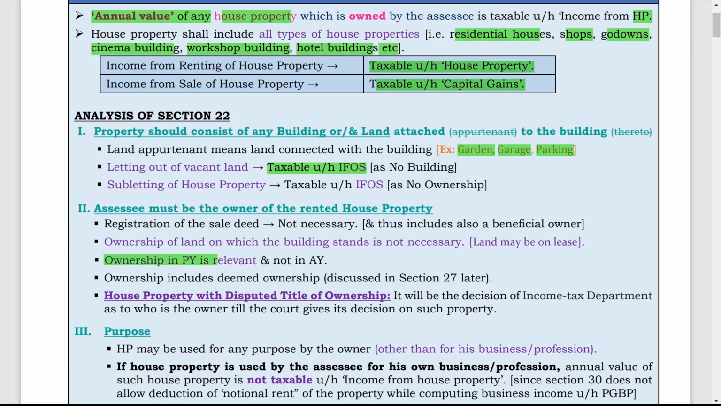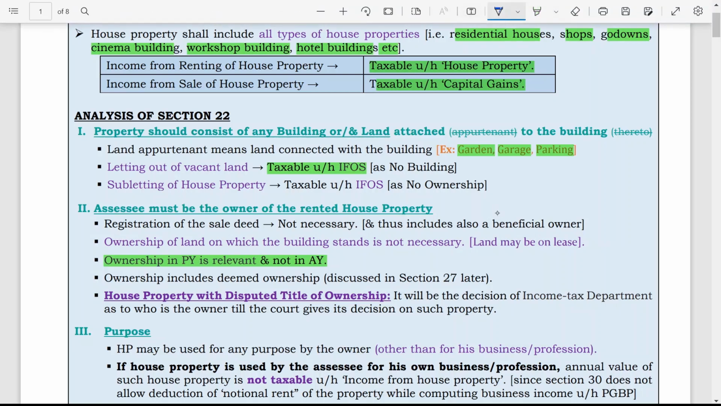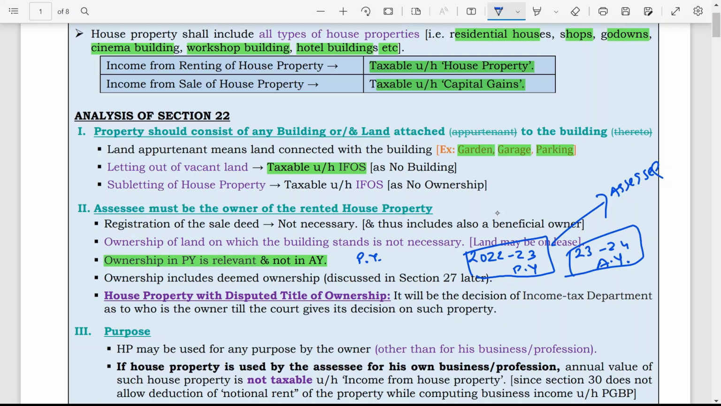This is an important point. Up to this we have not discussed it. That means whenever a transaction takes place, the assessee must be the owner in the previous year in which he is getting the income. Say, for example, we are talking about 2022-23. If this is the previous year, what is the assessment year? 2023-24 is the assessment year. Now, if we are calculating the income of the previous year, in that previous year the assessee must be the owner of the property. If he is not the owner in the assessment year, that doesn't make any difference. If he is the owner in the previous year, that is enough for us.